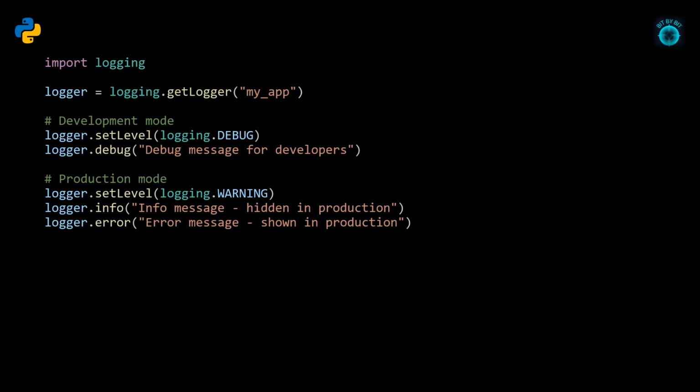In this code, we first set the level to debug, so the debug message appears. Then we switch to warning. Now, the info message is ignored, but the error message is still shown. This simple change allows us to adapt logging for different environments.